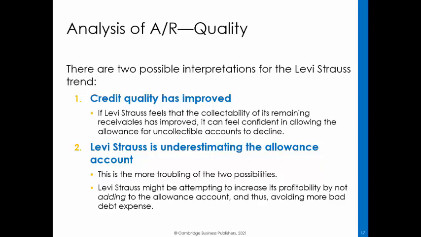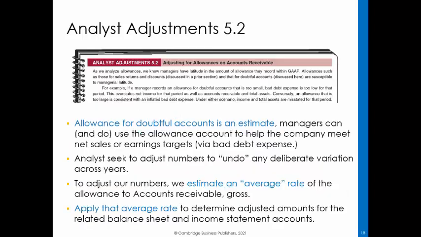This is the more troubling of the 2 possibilities. Remember, Levi Strauss reports bad debt expense in its income statement when it increases the allowance account. Write-offs have no effect on profit. Only the estimation of the loss affects income. So Levi Strauss might be attempting to increase its profitability by not adding to the allowance account and thus avoid more bad debt expense.